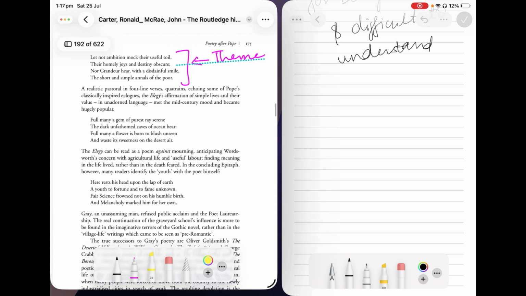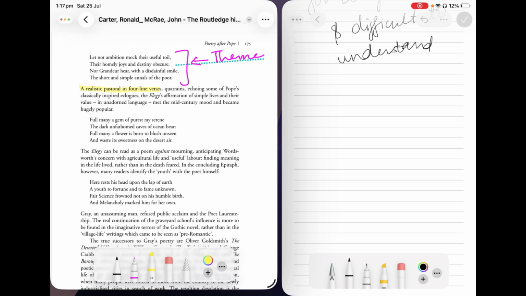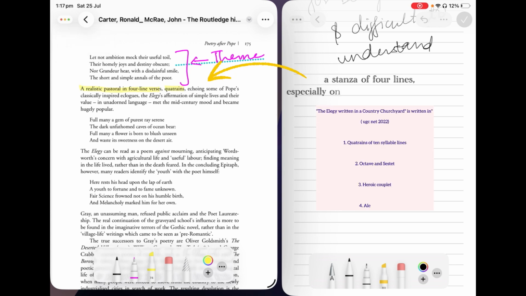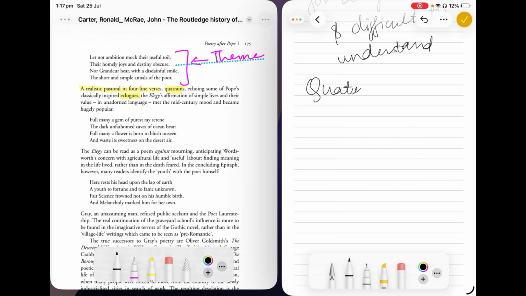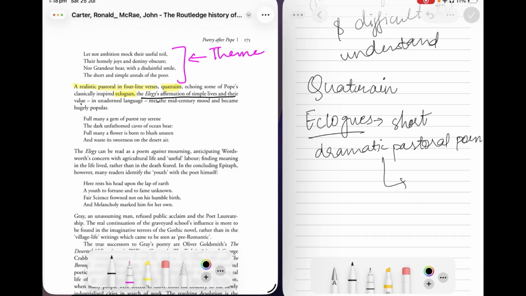The realistic pastoral, four-line verse, that is quatrain, echoing some of Pope's classically inspired dialogues. So cover this one also in your notes. What is the quatrain? It will finish your literary device. Then eclogues. What are eclogues? Plain, unadorned language, mid-century mood, and it became highly popular.